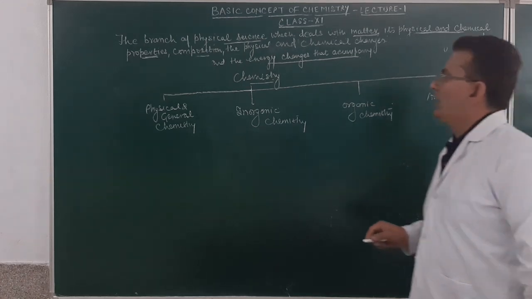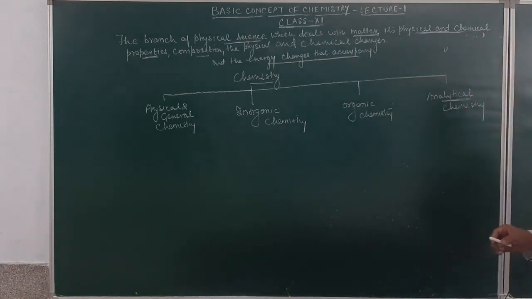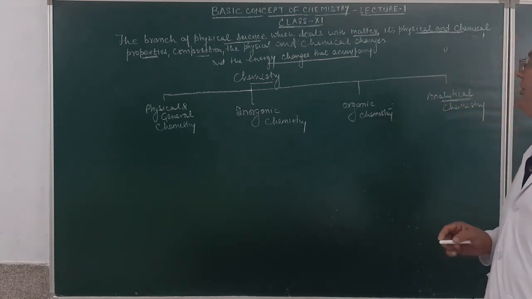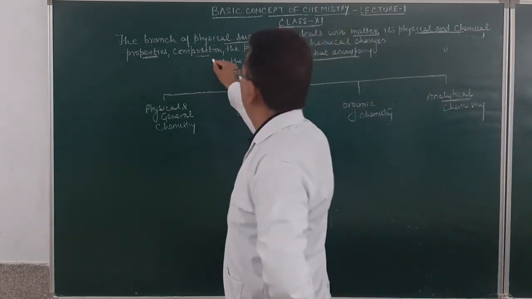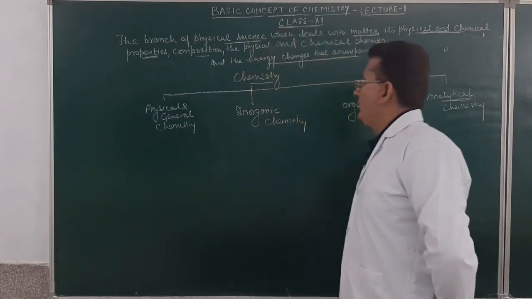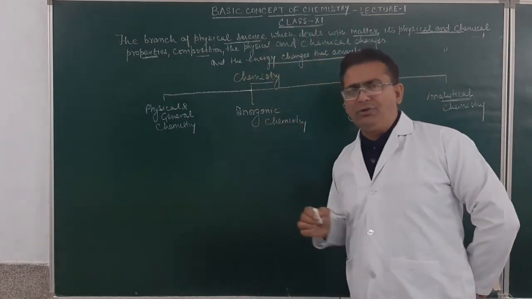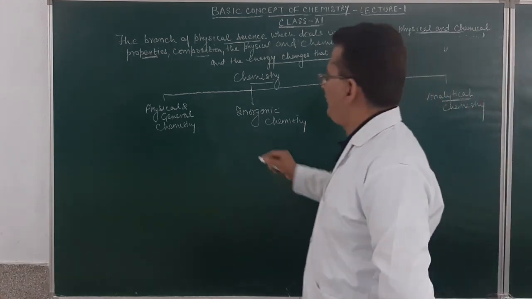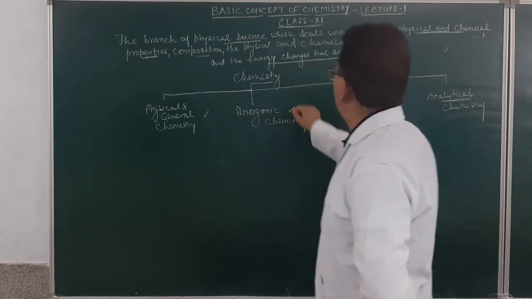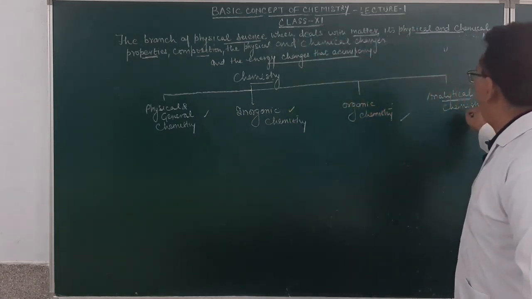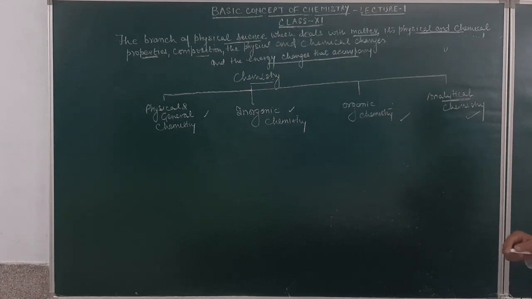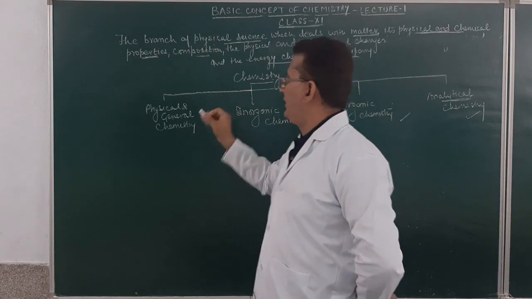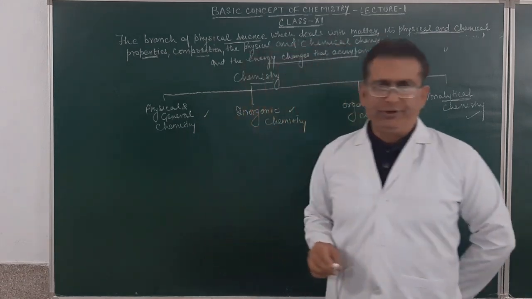So what is chemistry? It is a branch of physical science which deals with matter, its physical and chemical properties, composition, the physical and chemical changes, and the energy changes that accompany those processes. Chemistry can be divided in class 11th and 12th into 4 branches: physical and general chemistry, inorganic chemistry, organic chemistry, and analytical chemistry. Am I clear? This chapter, the basic concept of chemistry, comes under physical and general chemistry.